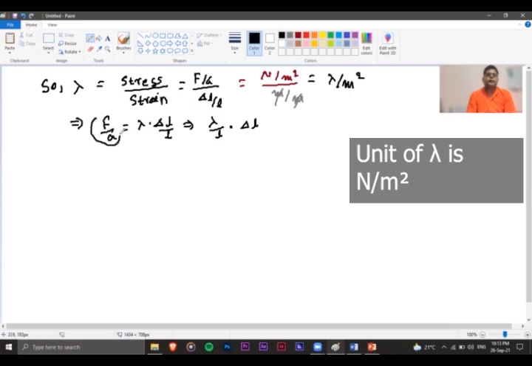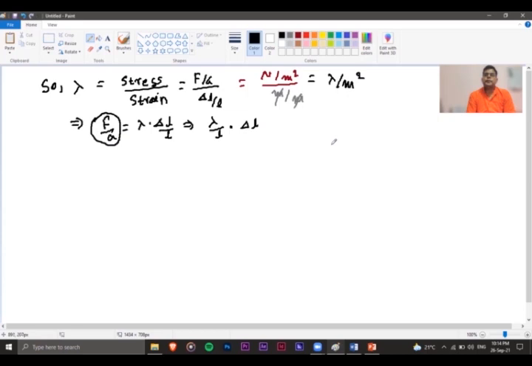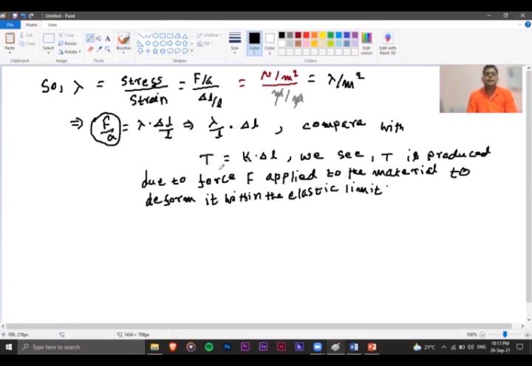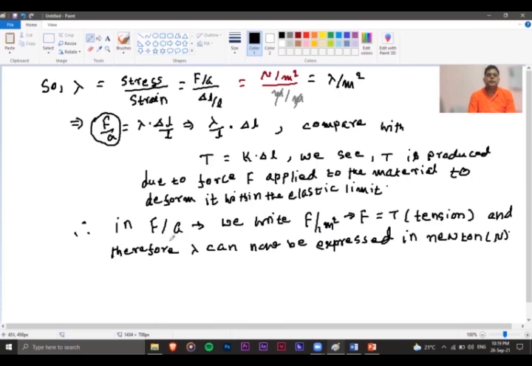And F by A is the force responsible for producing tension or thrust in the material. For example, tension when you extend the body, and thrust when you compress the elastic body. So if you compare this relation with T equals K delta L, we see T is produced due to force F applied to the material to deform it within the elastic limit. Therefore, in F by A, we write F by 1 square meter, meaning we keep the cross-sectional area as a unit, and that will now be F only, which causes the tension or thrust to be produced in the elastic body, and therefore lambda can now be expressed in Newton.